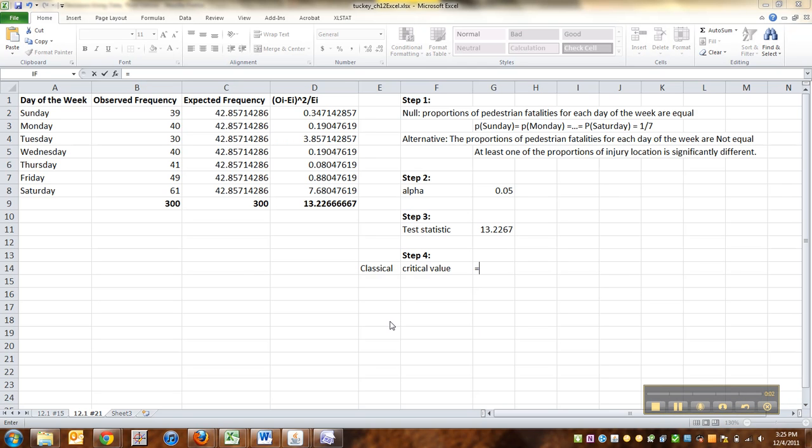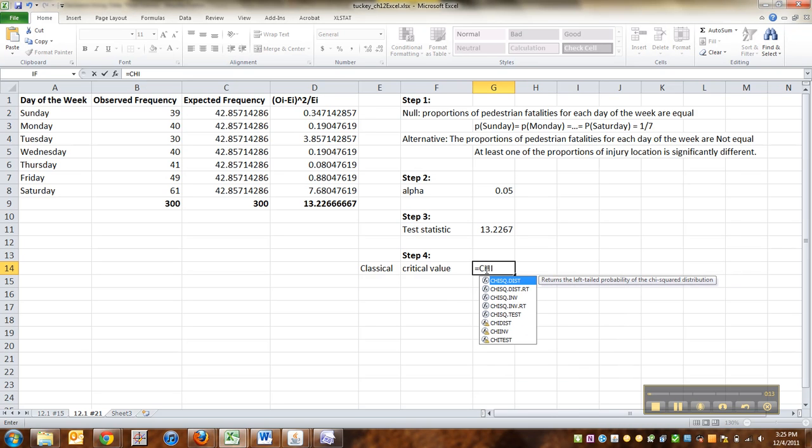So we're back continuing work on 12.1, number 21, and we left off right here trying to find the critical value. So the critical value will be equal to CHISQ.INV.RT, because it's inverting and because this is right-tailed. All goodness of fit tests are right-tailed. Probability is 0.05, comma, degrees of freedom.